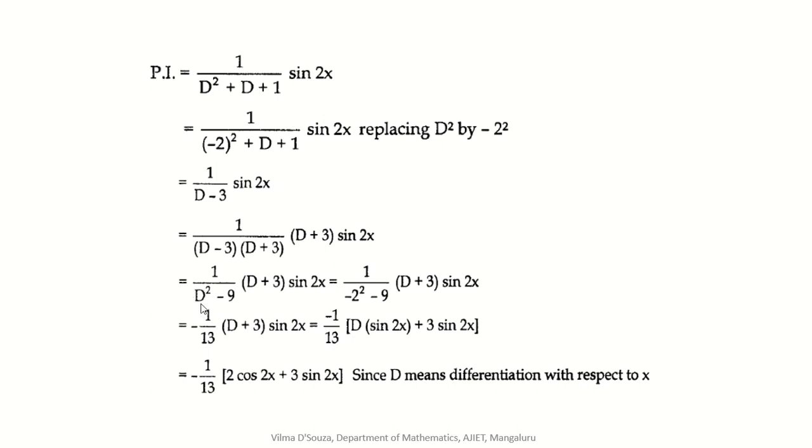Now you have D square. For D square you can substitute minus 4. Right? Minus 4 minus 9, that is minus 13, of D plus 3 of sin 2x. What is D plus 3 of sin 2x? D of sin 2x plus 3 of sin 2x. So minus 1 by 13 into (2 cos 2x plus 3 sin 2x).